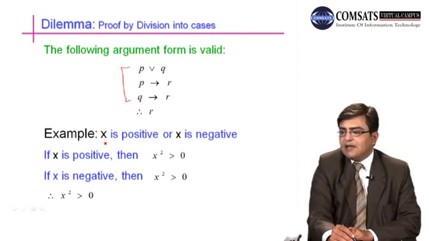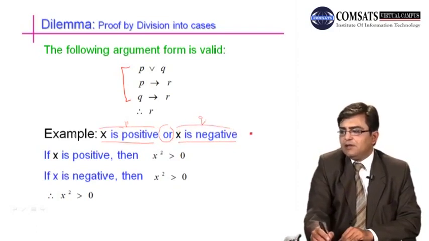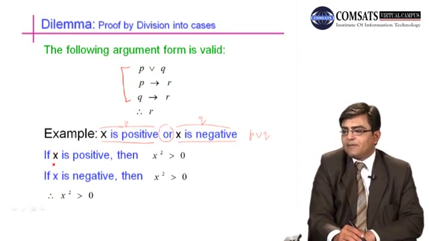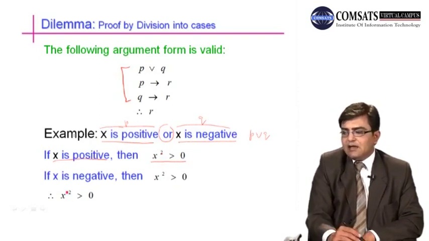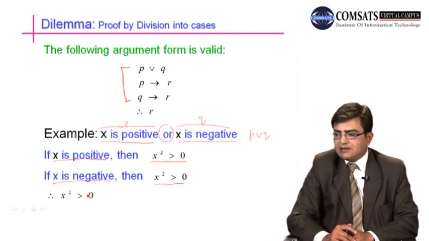For example, in mathematics, if we say x is positive or x is negative, if we say this as P, x is positive, and Q, x is negative, so we get P or Q. And if P, then R. What is R? R is basically the proposition x square greater than 0, and if x is negative, if Q, then R. So therefore we can conclude x square is greater than 0. Such type of argument is called dilemma.